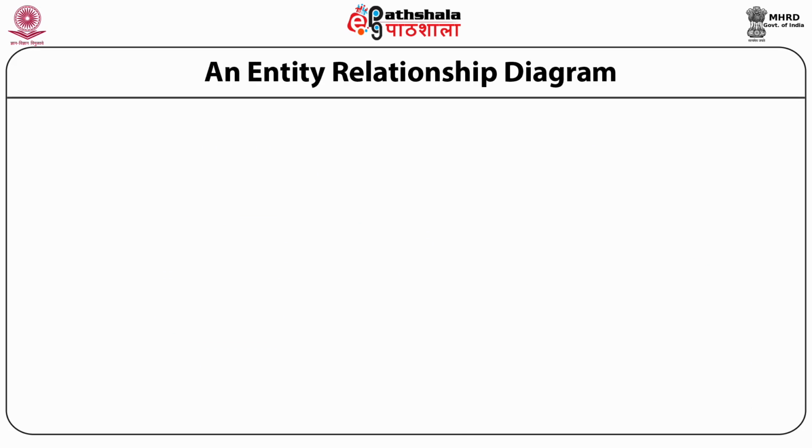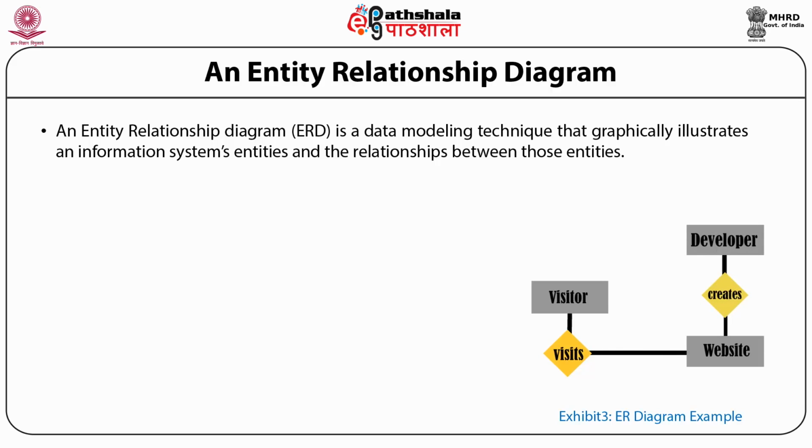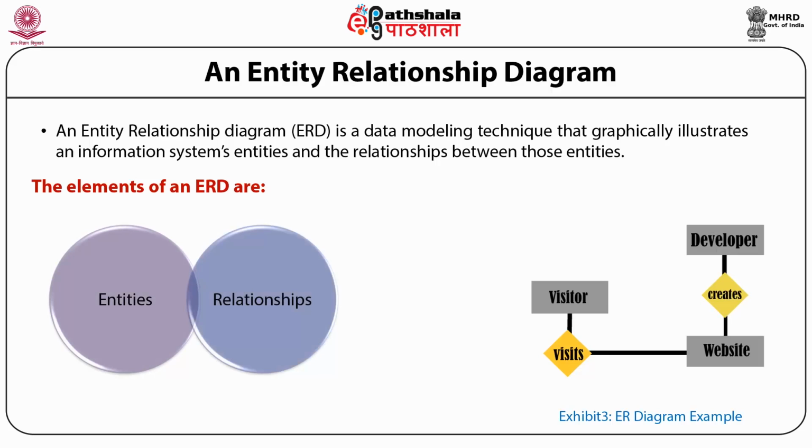Okay, students, now let's come to the second part of the module. This concept is referred to as the entity relationship diagram or the ER diagrams. The ER diagram is a data modeling technique that graphically illustrates an information system's entities and the relationships between those entities. An ER diagram is a conceptual and representational model of data that is used to represent the entity framework infrastructure. The elements of an ER diagram are again primarily the entity, the relationships, and the attributes.